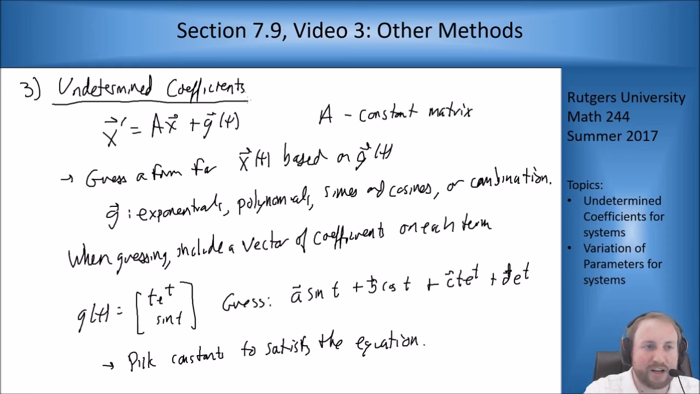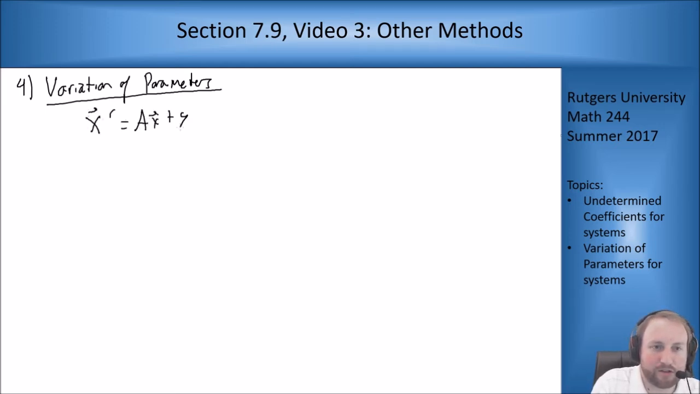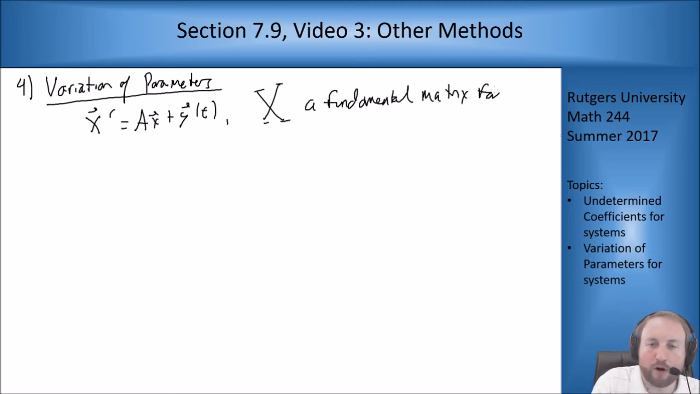Now the last method we're going to talk about in this section is variation of parameters. This idea is the same as before, and this is going to go back to our fundamental matrix stuff from section 7.7. So I'm trying to solve x prime equals ax plus g of t, and I want to let capital X be a fundamental matrix for the homogeneous problem, x prime equals ax.